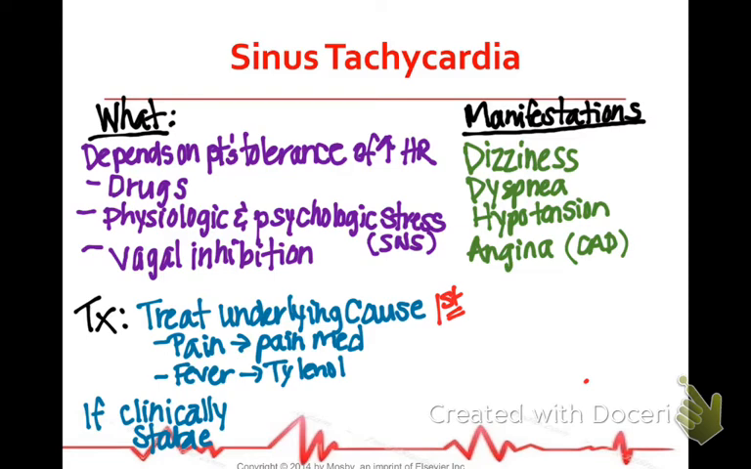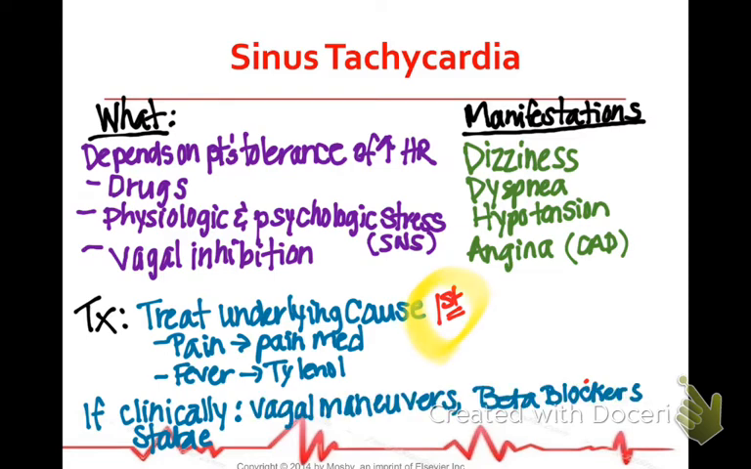Okay? So you want to treat your underlying cause first, and then if they're stable and they really can't figure out why they have an increased heart rate, they may give a beta blocker or they may do some vagal maneuvers. And if they're extremely unstable, they could even do cardioversion, but don't even worry about trying to remember that. So the main thing for this is just treat underlying cause. Treat underlying cause is something to remember.